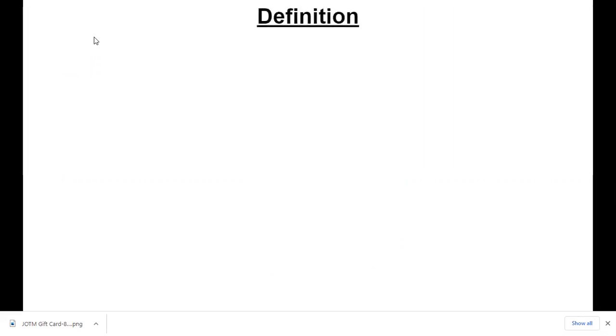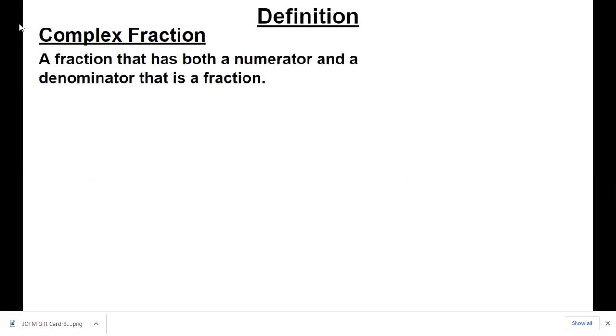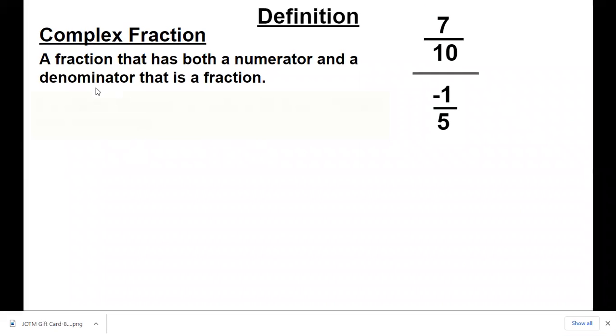Okay, now we're going to be talking about a definition. The definition is complex fraction. What is a complex fraction? That is a fraction that has both a numerator and a denominator that is a fraction. What do I mean by that? That there on the right is a complex fraction. There is a fraction on top of a fraction, and yes, you can do that. So let's see what that means.